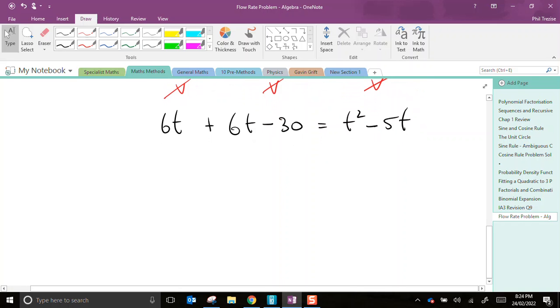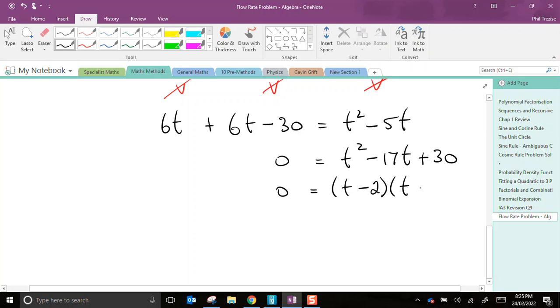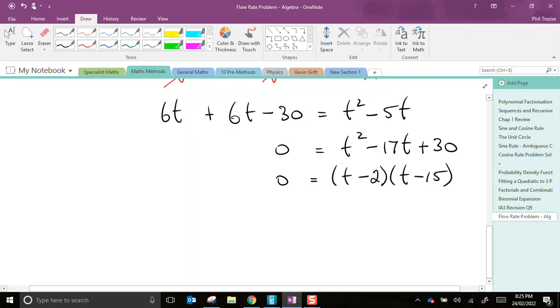It looks like there's a quadratic forming. Let's move everything to the right hand side. I'll just have 0 here. So 6 and 6 are 12. By the time I transpose and subtract, that'll be minus 17t, and then by the time I transpose, that's plus 30. That looks like a nice monic quadratic. I think we would have subtract 2 and subtract 15. Let's check. Minus 2 minus 15 adds to minus 17. They multiply to 30. That's the answer.